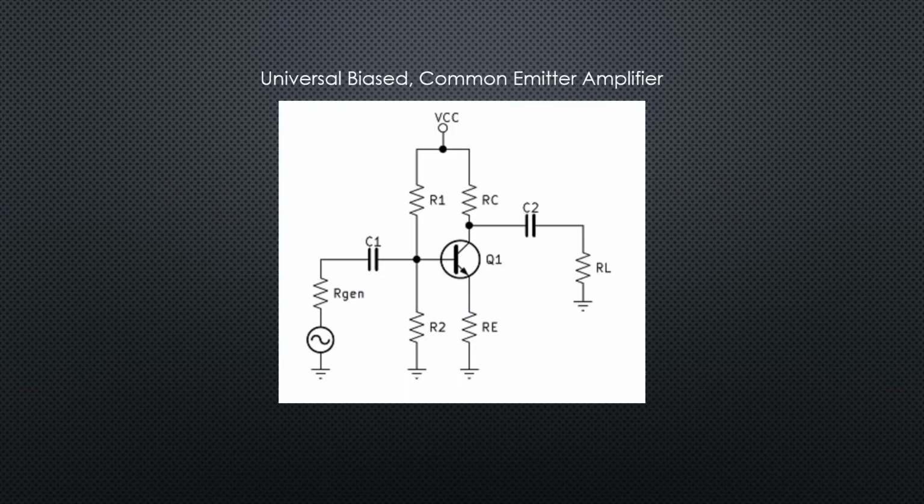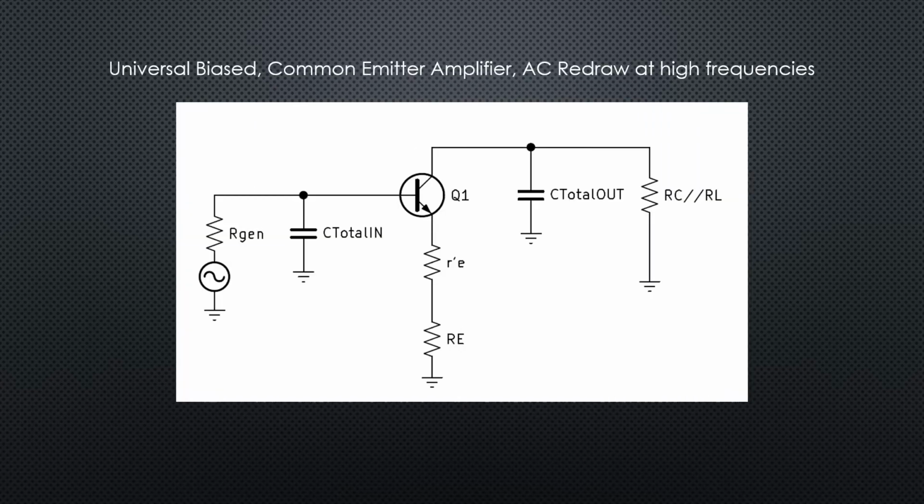So here's our common emitter amplifier using universal biasing. And in the previous videos, we've looked at how to calculate the low frequency cutoff and the high frequency cutoff. So here's our AC redraw at high frequencies, and we can see we've got our C total in and our C total out. And this is how we calculated that final FC high cutoff frequency.